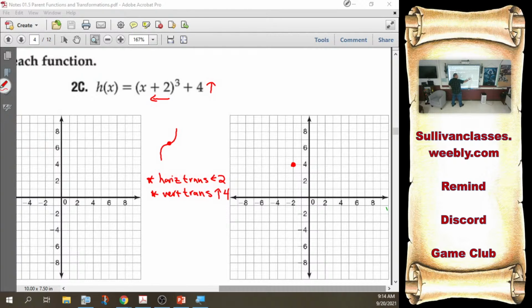I move my point of inflection, and from there I will now use my cubes to make the rest of the graph. Over 1, up 1. Over 2, up 8. So a little bit off-road. Left 1, down 1. Left 2, down 8. Left 3, down 27. So still off-road. Like so. They don't have to be perfect, but I want to see the points on there showing that I at least know where this goes. Okay?